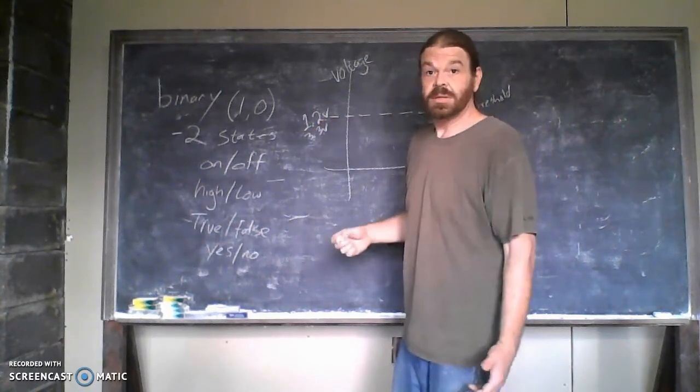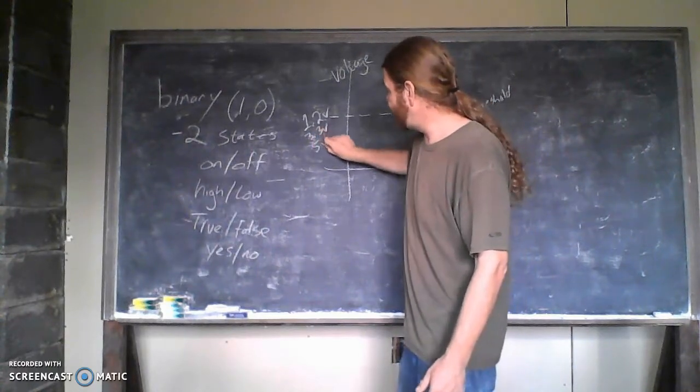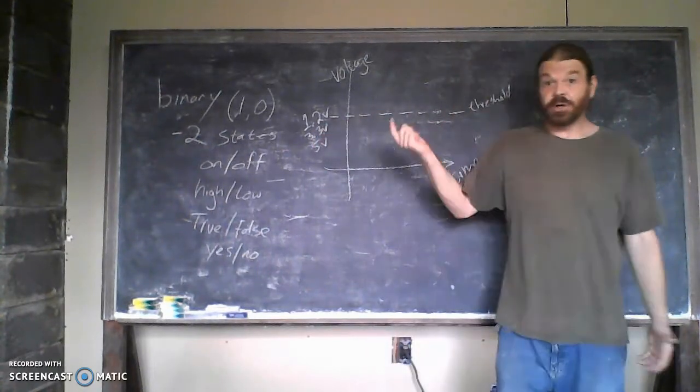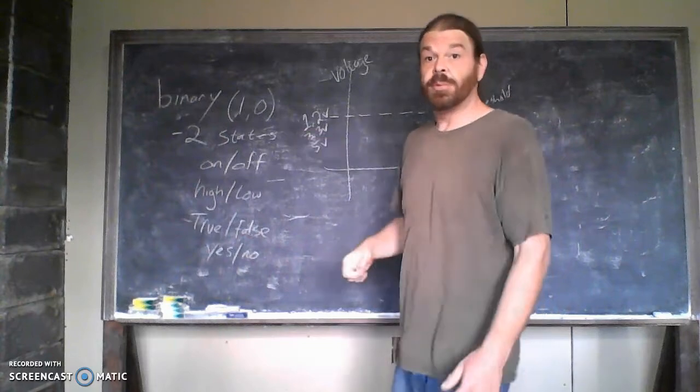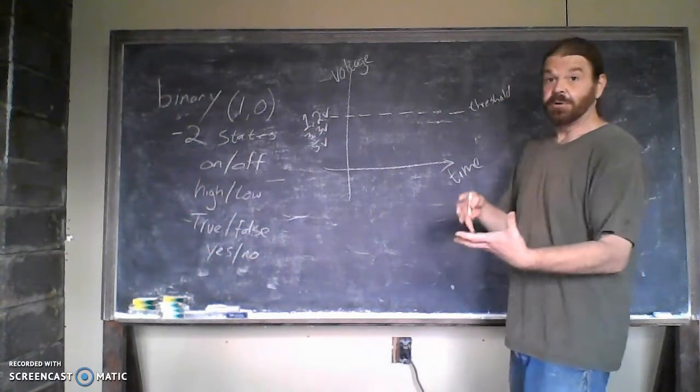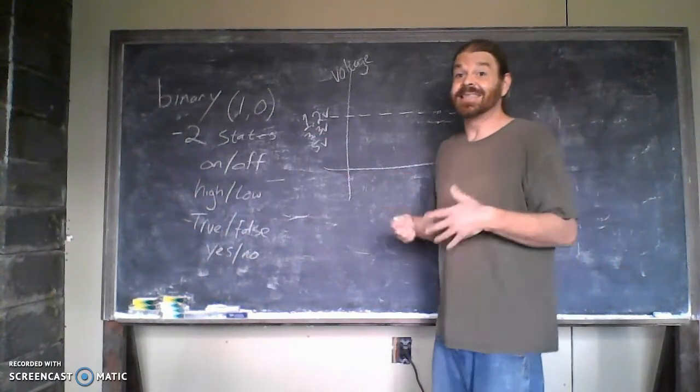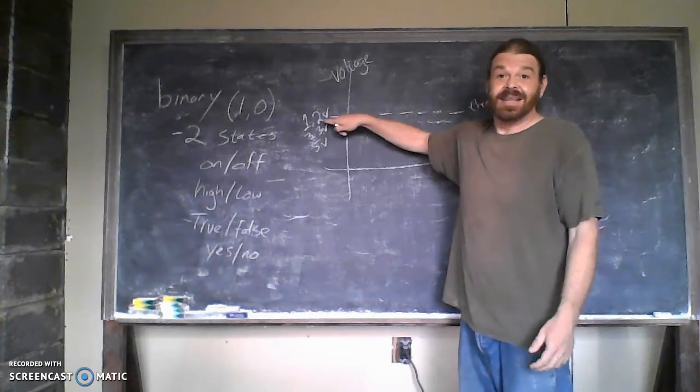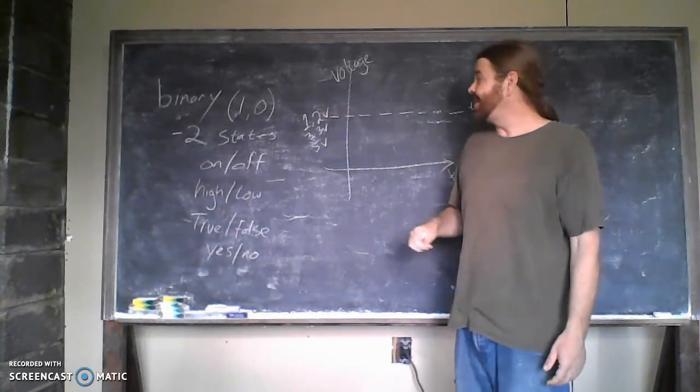3.3 volts is still very common, and 5 volts, 1.2, 3.3, 5 volts, those are probably the three most common voltages. Very low electricity, right? That's why we do analogies, because it's hard to visualize this. This is very, very low levels of electricity.